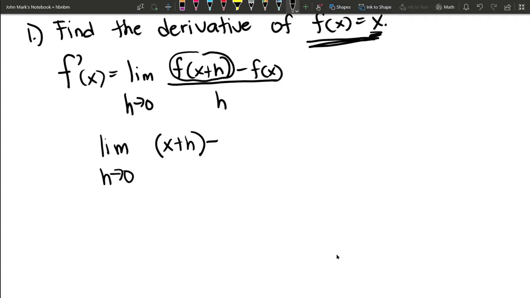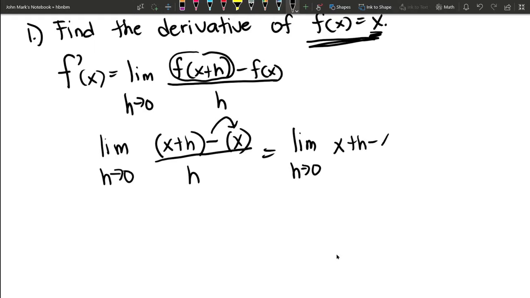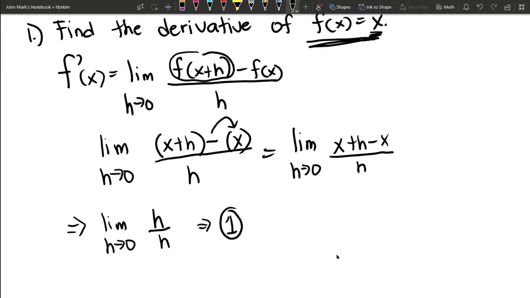Which is just x over h. So, we can now solve. So, we have the limit as h approaches 0. Just distribute negative sign. So we have now x plus h minus x over h. So therefore, we have now the limit as h approaches 0, minus x is just h over h. So the derivative of x is just 1.